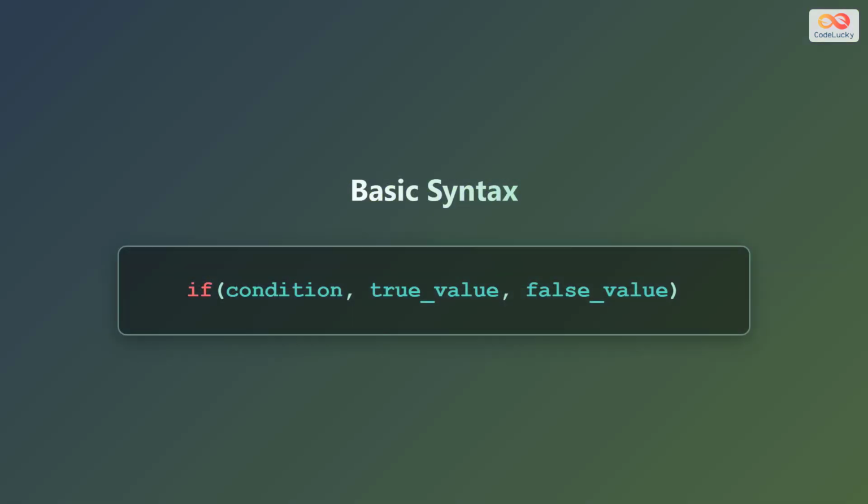The basic syntax of the if function consists of three components within parentheses. First, you specify the condition to evaluate. Second, you provide the value to return when the condition is true. Third, you specify the value to return when the condition is false. The structure follows the pattern: if(condition, true_value, false_value). This syntax is consistent and must be followed exactly for the function to work properly.